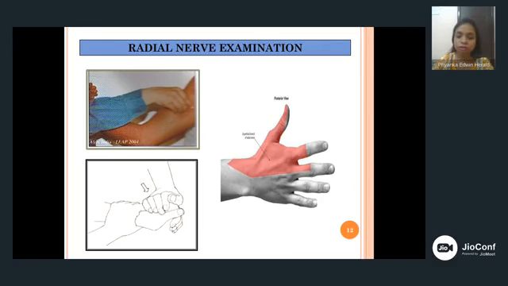And for the radial nerve sensory examination, you can see in the picture, the radial nerve supplies the thumb, the index and middle finger at the back, the dorsum of the hand. So this is the area supplied by the radial nerve. We check again with the point of a ball pen on this area for sensory involvement of the radial nerve.